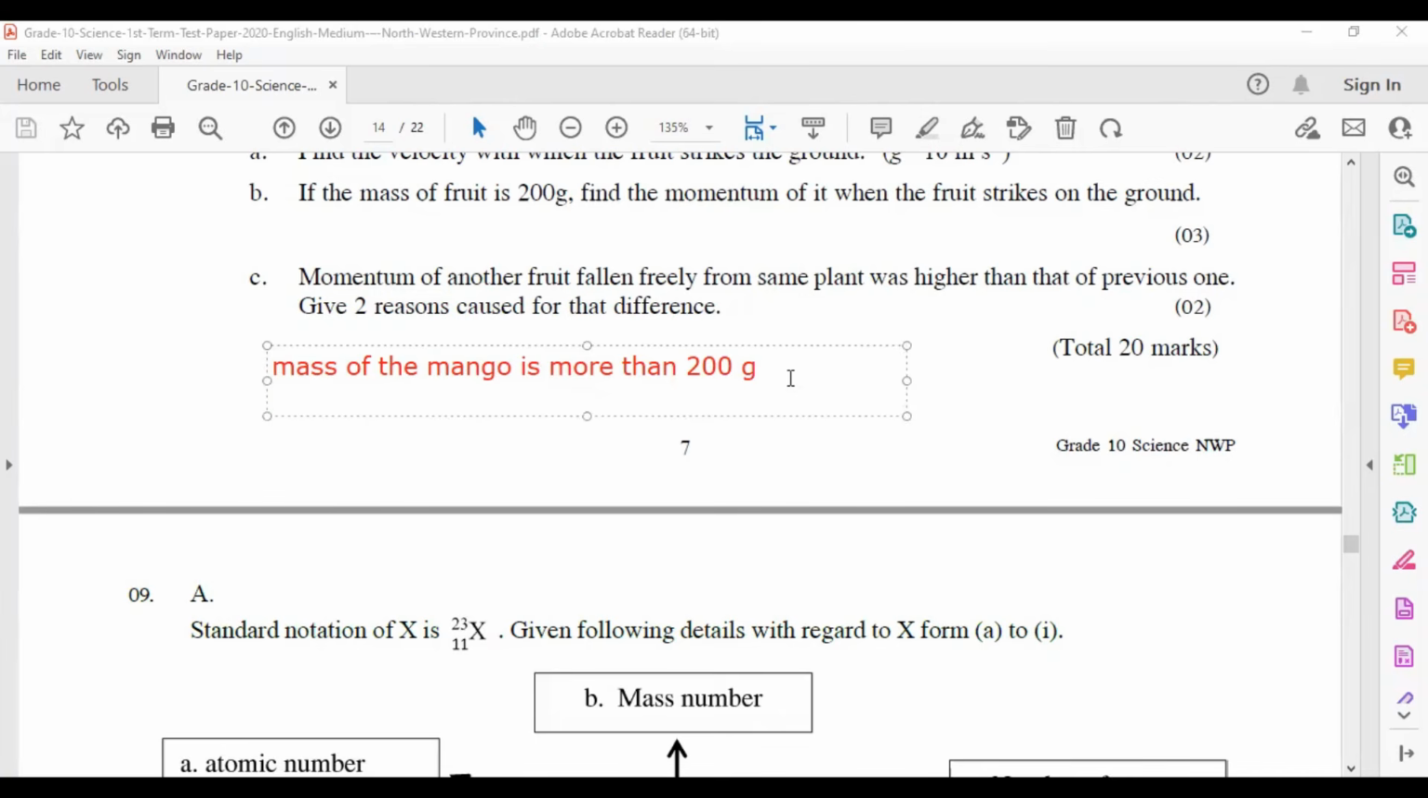Next one. Velocity increases when the height increases. So the height of the mango on the plant is more than the previous one.